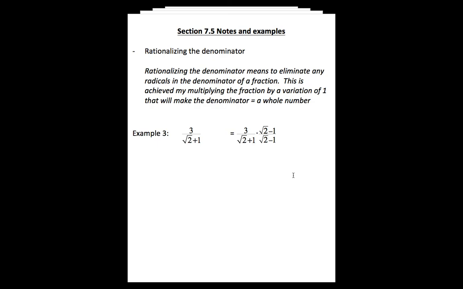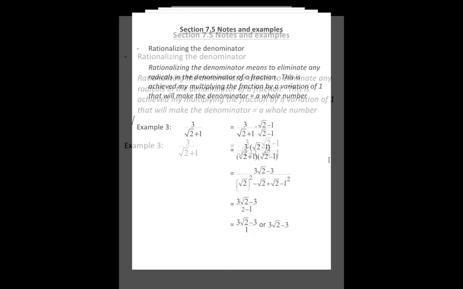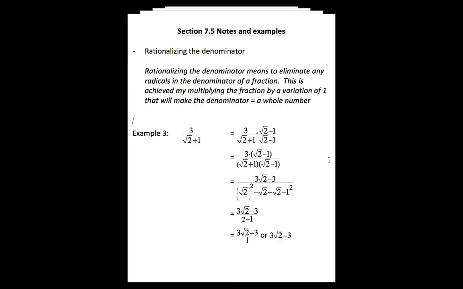All right, so the multiplying here in the numerator is just distributing. 3 times root 2 and 3 times negative 1. No problem. And the denominator is going to require that we FOIL because we have one binomial times another. So when I start to do that work, in the numerator, I'm going to end up with 3 root 2 minus 3. Simplest form, I'm pretty much done with that numerator.